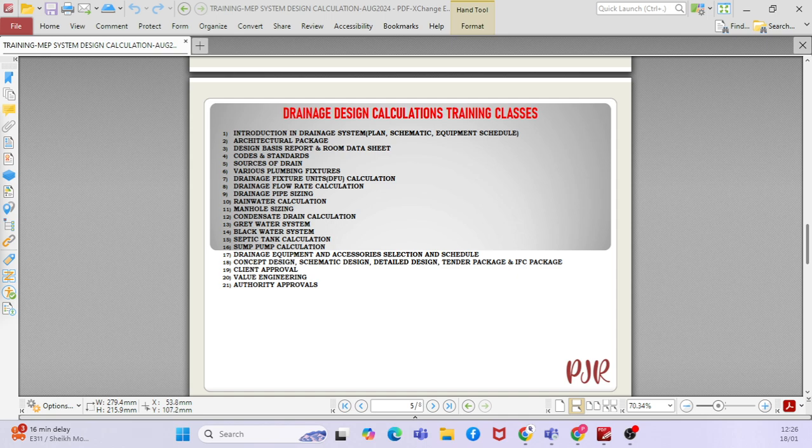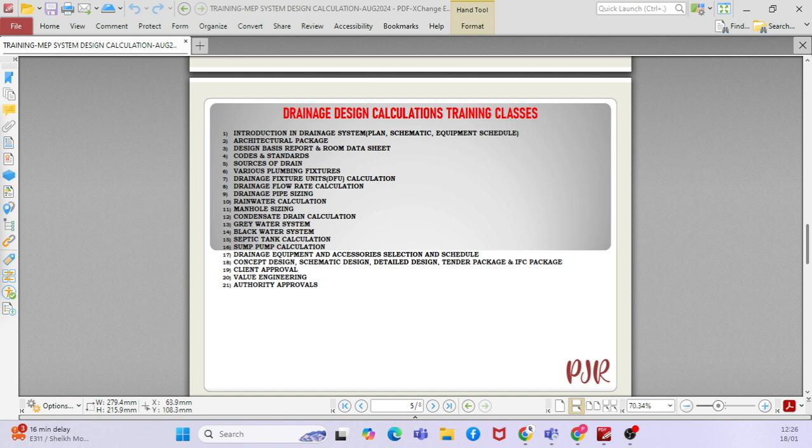Once we do all the calculation, then you will be able to design the drainage system for your building, right? Say for example, you receive the architectural package from your consultant, and you want to design the drainage system. So how do you do it? Starting from each and every fixture to the final chamber, which is called the final discharge location to the authority. You have to take all the drain out of the building and discharge it to the authority, right?